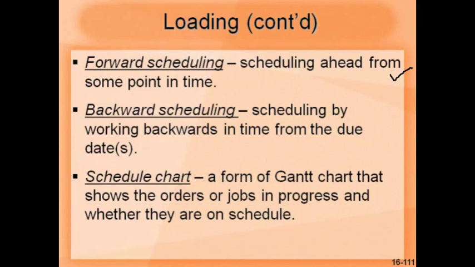So schedule chart is a form of Gantt chart that shows the orders or jobs in progress and whether they are on schedule. So basically this is used for monitoring the progress of the jobs.